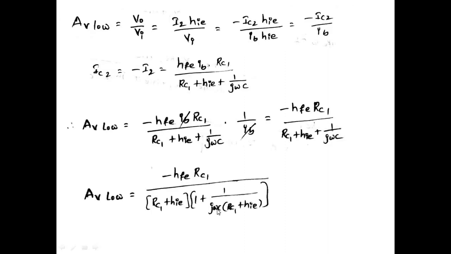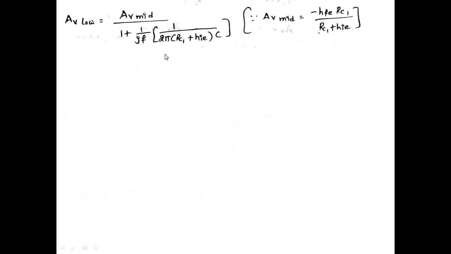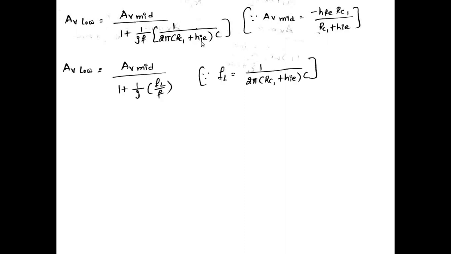See here, this omega is replaced with 2 pi f. That's what we have done. If you bring f outside, it is in the form 1 by 2 pi RC. This entire thing is a resistor, equivalent resistance 1 by 2 pi RC, which is a cutoff frequency. You can call it the lower cutoff frequency. Just taking that 1 by 2 pi (RC1 plus hie) into C as FL. Therefore, FL equal to 1 by 2 pi into (RC1 plus hie) into C.